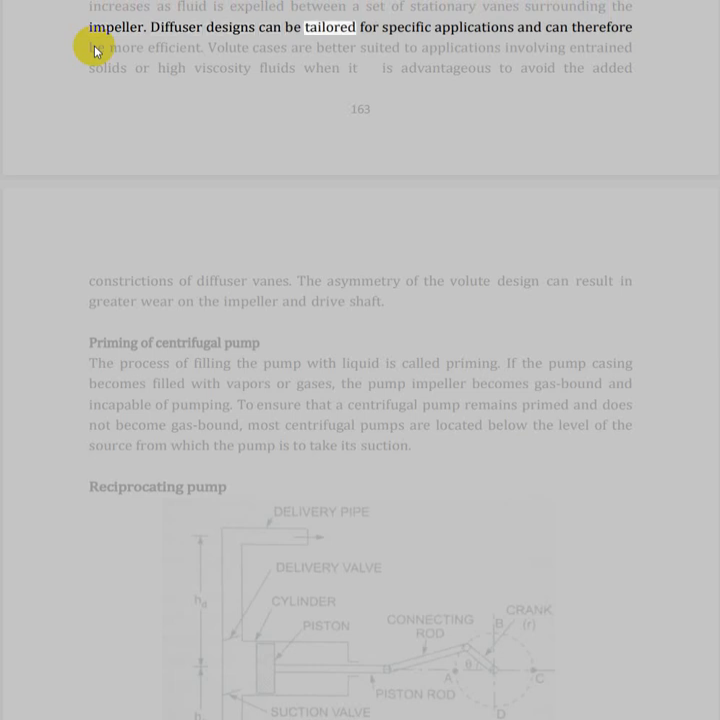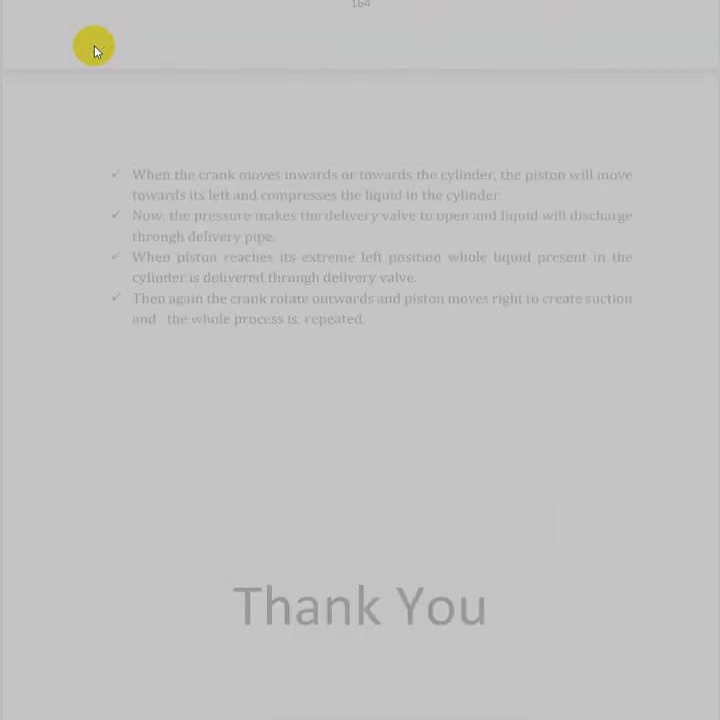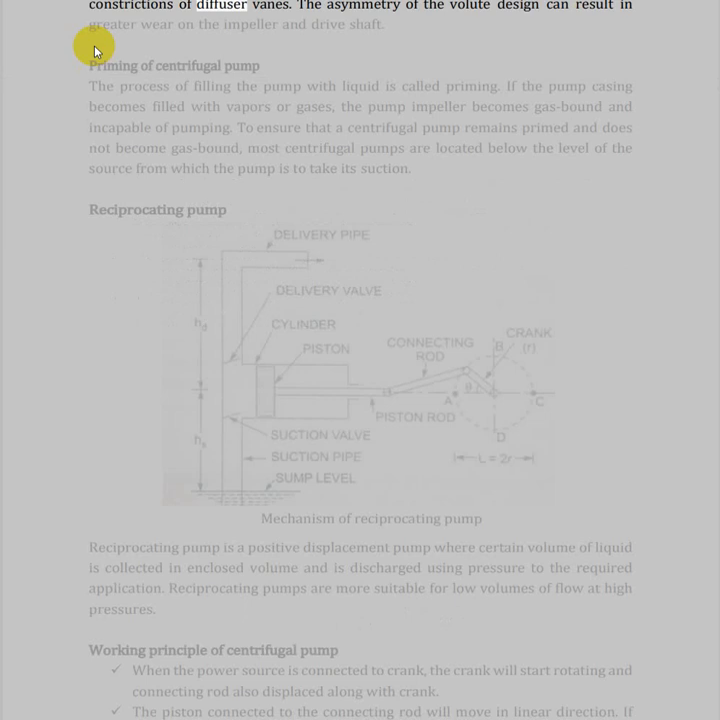Diffuser designs can be tailored for specific applications and can therefore be more efficient. Volute cases are better suited to applications involving entrained solids or high viscosity fluids, when it is advantageous to avoid the added constrictions of diffuser vanes. The asymmetry of the volute design can result in greater wear on the impeller and drive shaft. Priming of centrifugal pump.